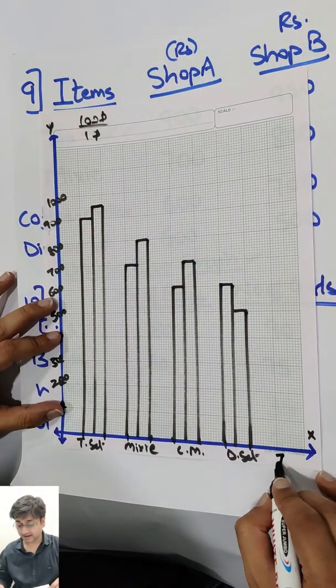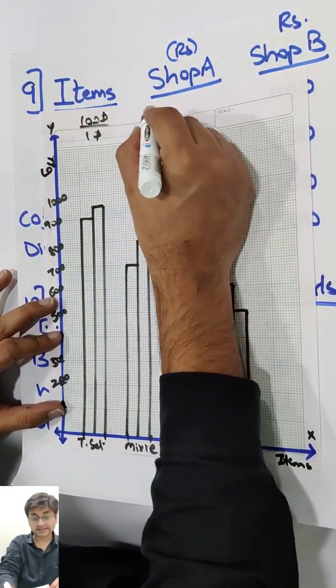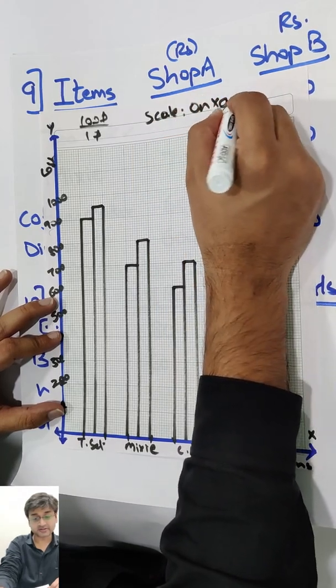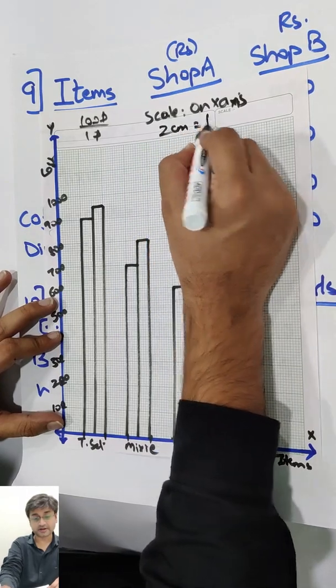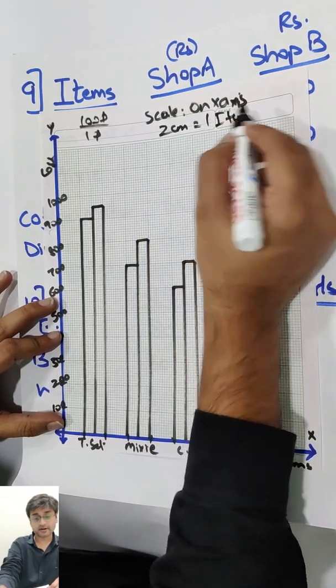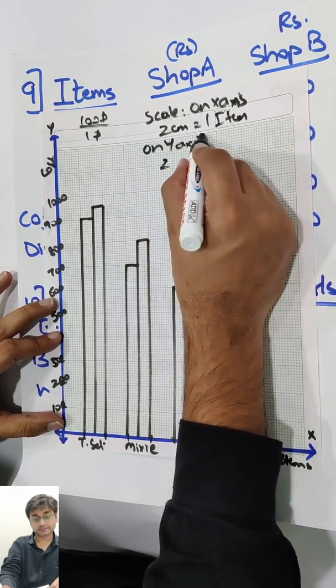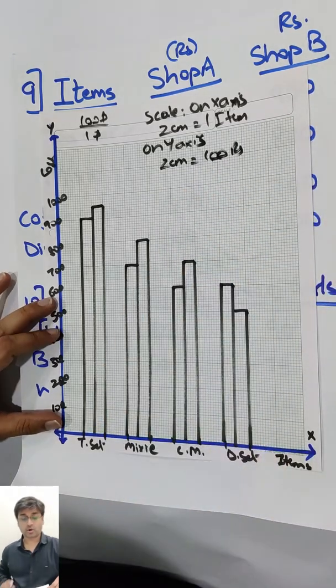So what is this? These are items and this is the cost. Now scale, don't forget to write the scale on X axis first. So what's happening on X axis? 2 centimeter is one item, and on Y axis 2 centimeter is equal to 100 rupees because it's the cost.